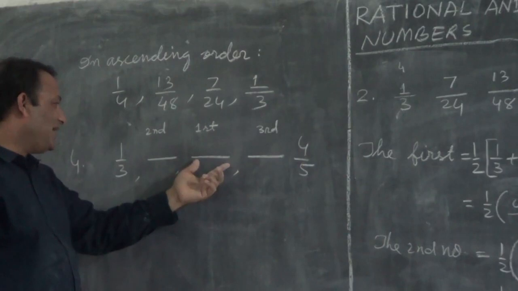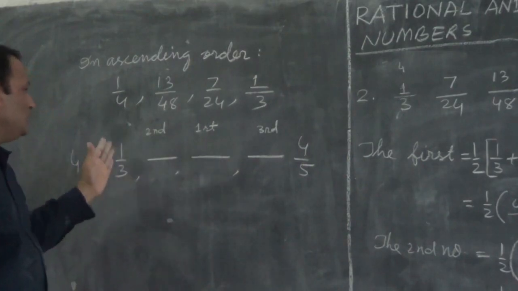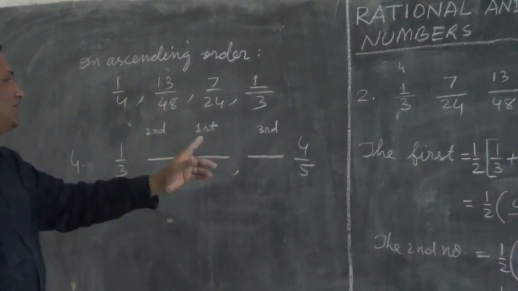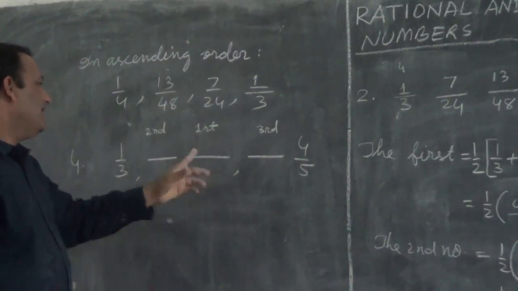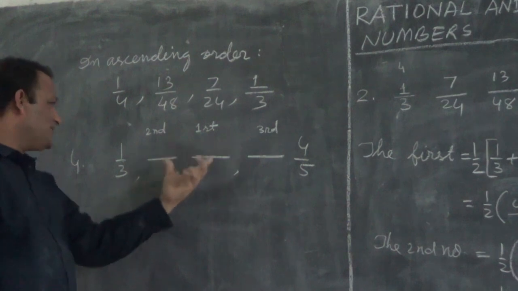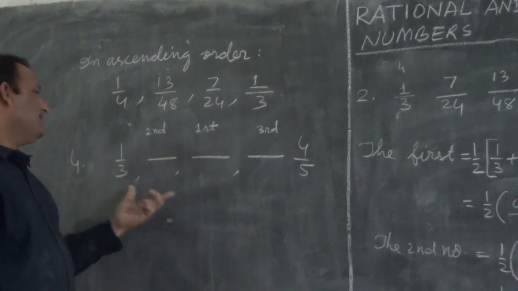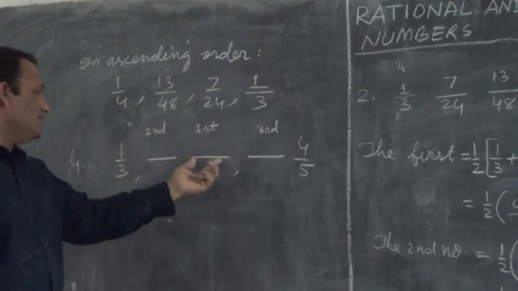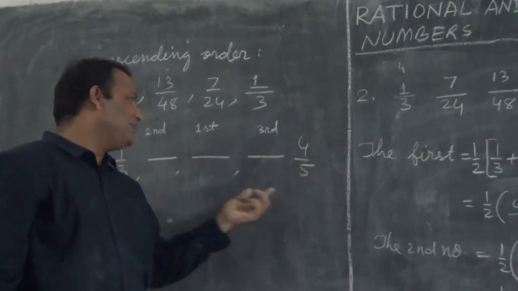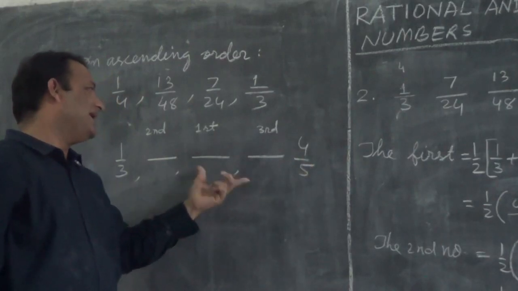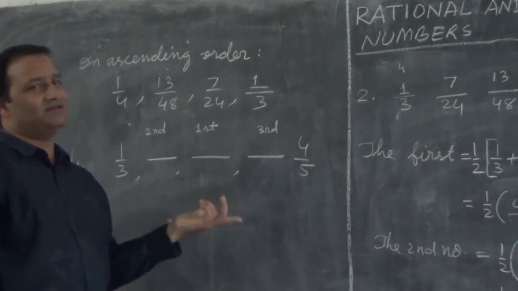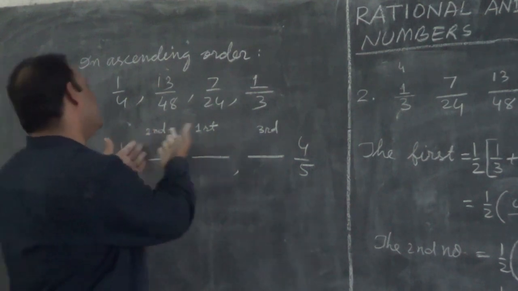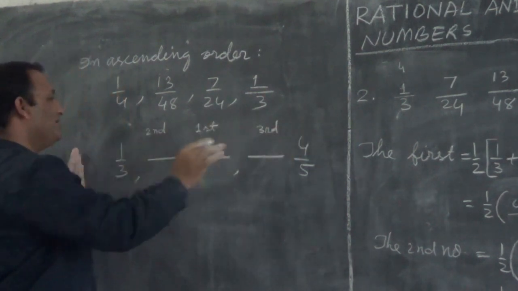Find the first one here: 1 by 2 into 1 by 3 plus 4 by 5. Write the answer here. Then 1 by 3 plus this first one, add and divide by 2, write the answer here. Then this first one and 1 by 4, add and divide by 2, write the answer here. First, second, third will be ready, and they will be in ascending or descending order only.